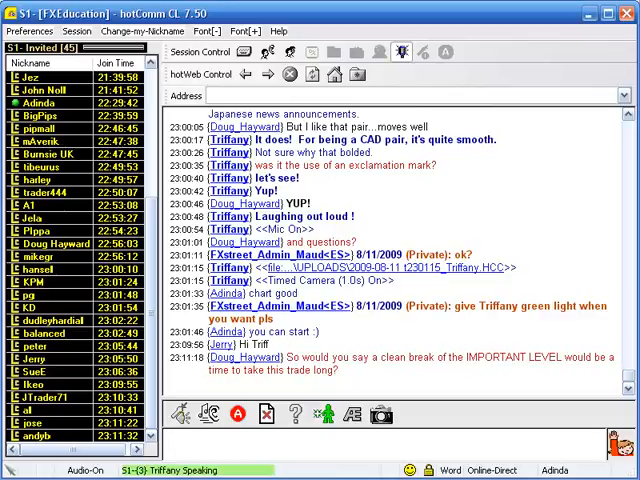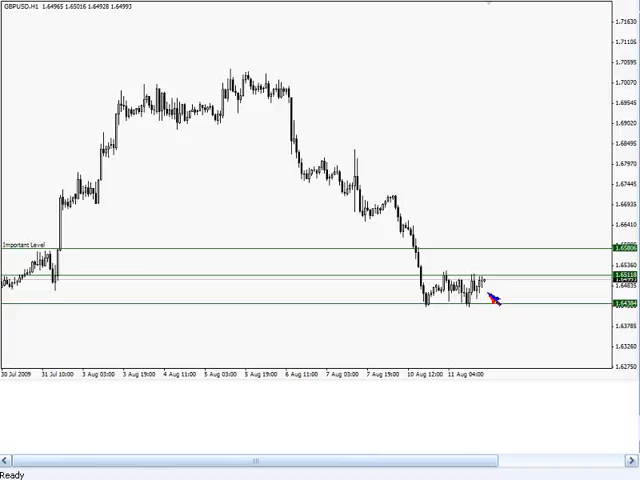So Doug Hayward asked, would you say a clean break of the important level would be a time to take this trade long? Yes, absolutely. I would totally agree with that. Yeah, because that's a close above this undecided area.